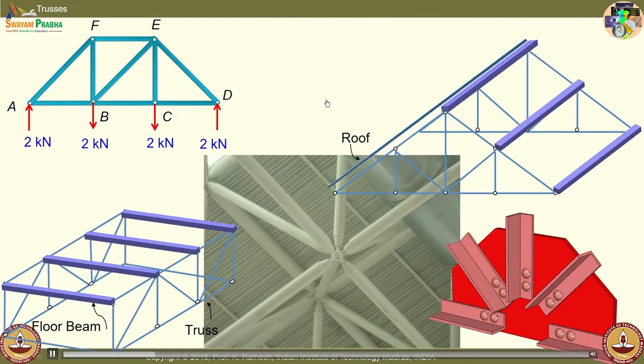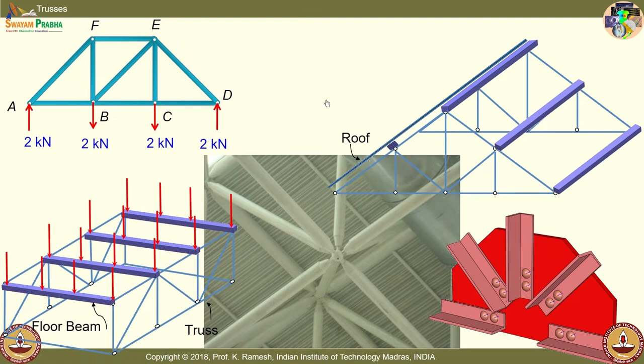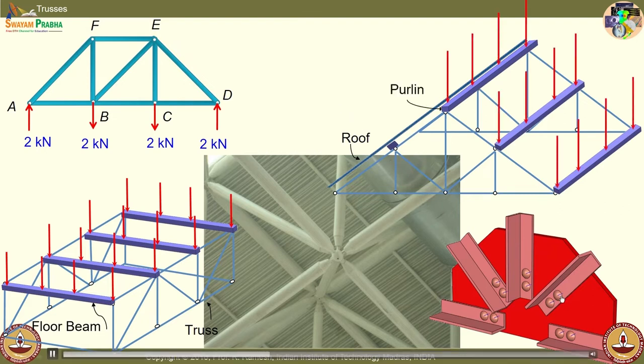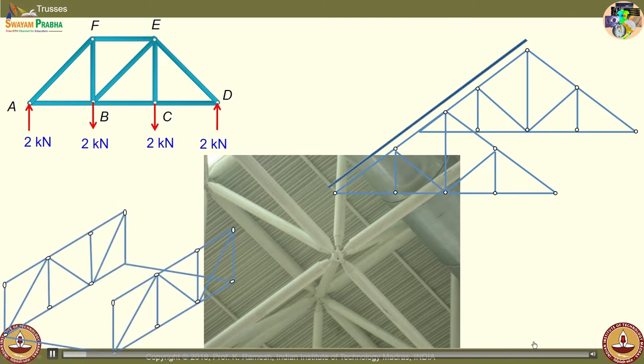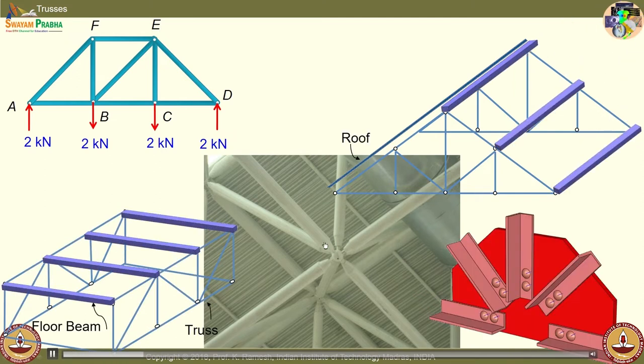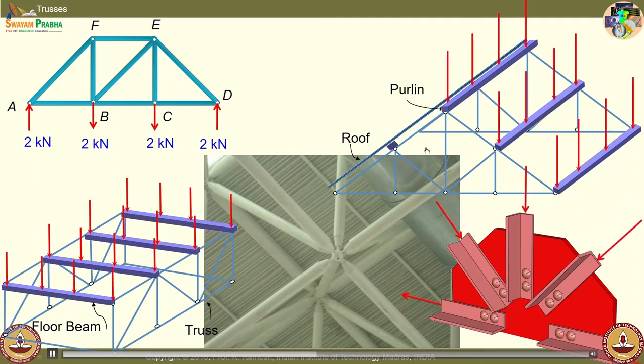Then we moved on to discussing trusses and we emphasized that no member is continuous at a joint. You have a gusset plate, whether it is a two-dimensional problem or a three-dimensional truss. I have idealized it for a two-dimensional case as a pin joint. For a three-dimensional case, it is idealized as a ball and socket joint. And we have also seen that loads are applied only at the joints. That is a very important aspect of it.